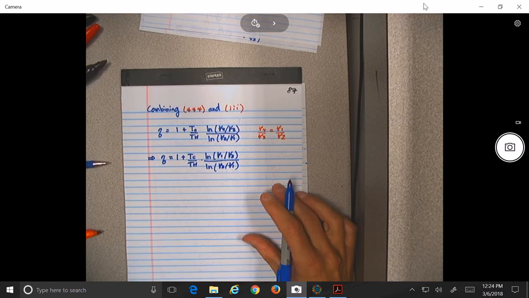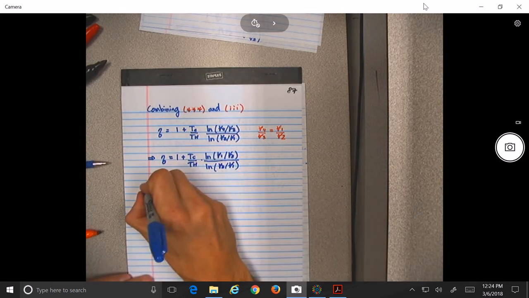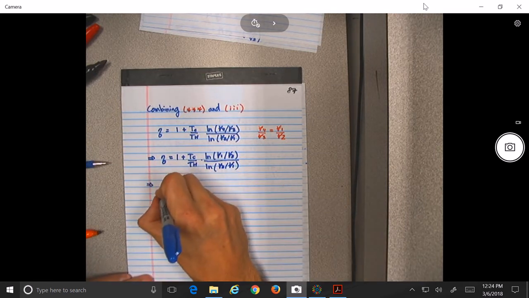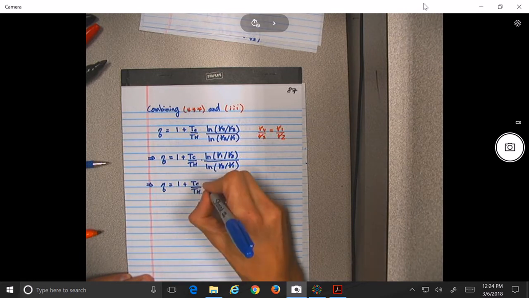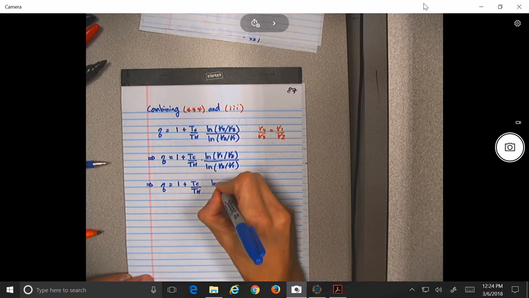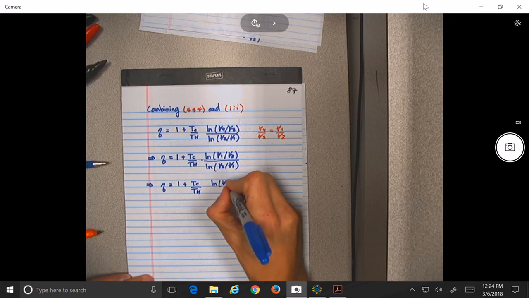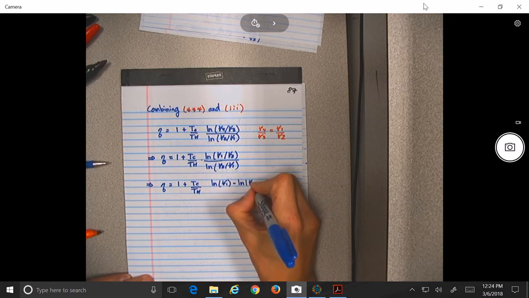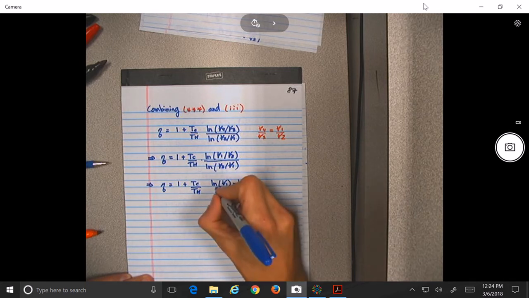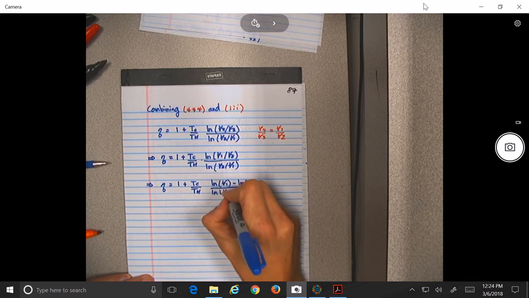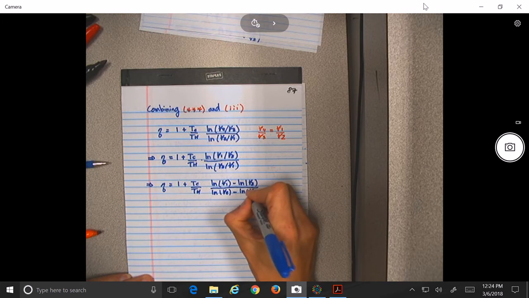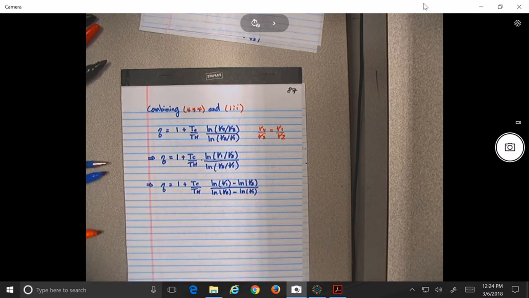So this way is a little bit more difficult to see it, but we can write this as what? 1 plus Tc over T hot times log V1 minus log V2, divided by log V2 minus log V1.